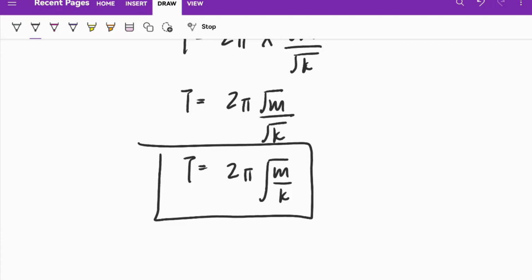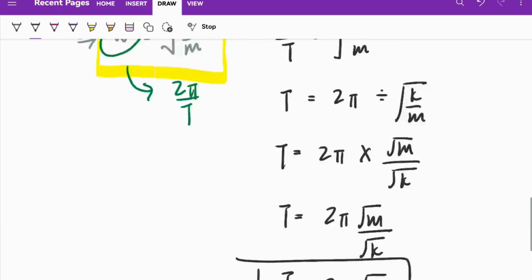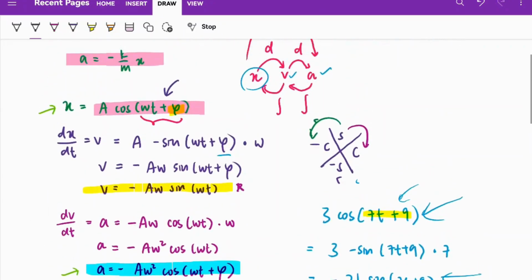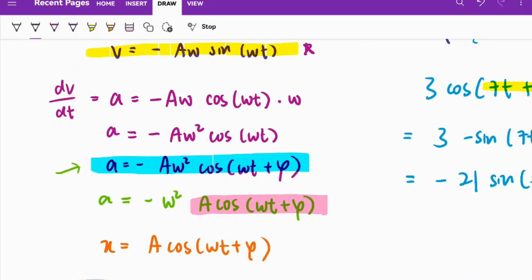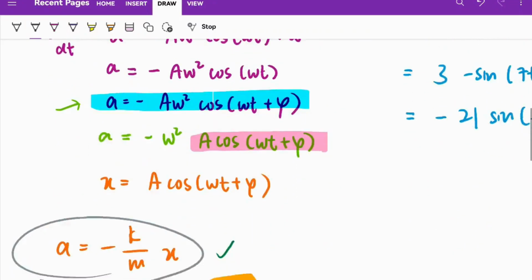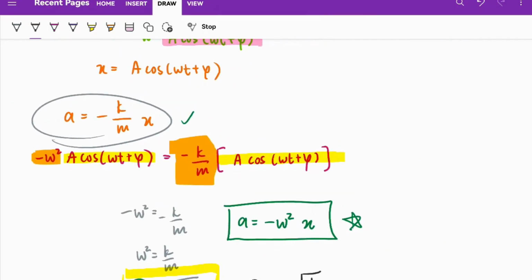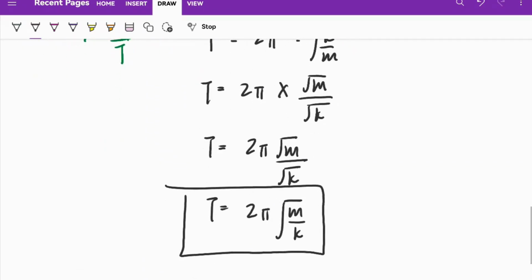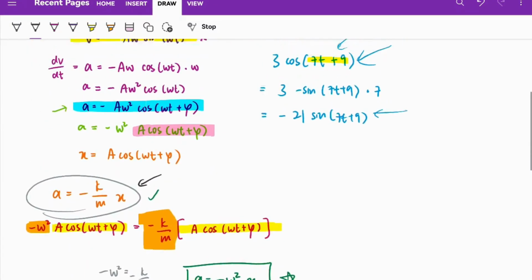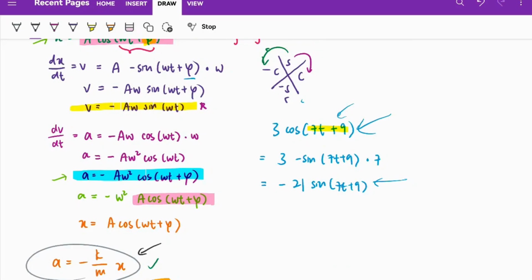You see how beautiful it is? We started with the displacement function, then we slowly went to velocity, we got the acceleration function and realized there's something similar. And when we went back to our main equation, we saw that negative omega square is actually equal to negative k over m. Then, with the knowledge of omega being 2 pi over T, we can find the period of our simple harmonic motion. Interesting, right? It's really nice. So that is actually about it on how to derive this equation.